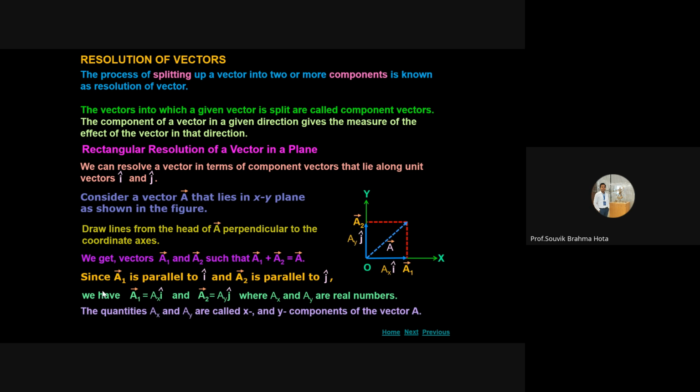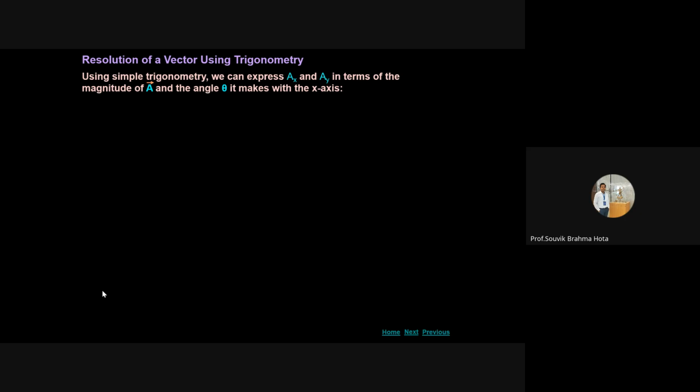Okay, so the quantities ax and ay are called the x and y components of the vector A. So vector A is equal to ax i plus ay j. Note ax and ay are scalars. Now, resolution of vectors using trigonometry. Using simple trigonometry, we can express ax and ay in terms of the magnitude of A and the angle theta it makes with the x-axis. First, you can see the diagram.